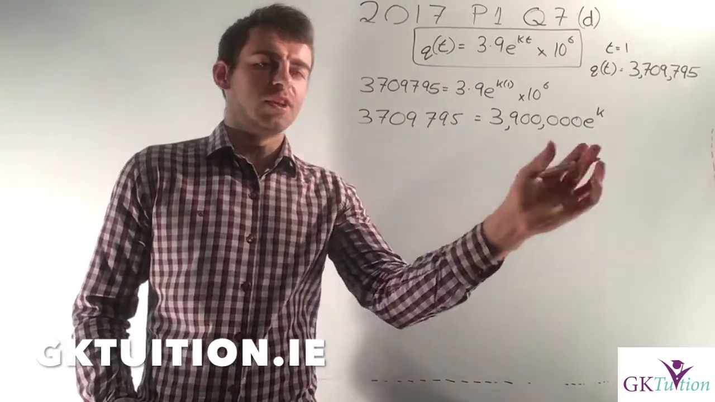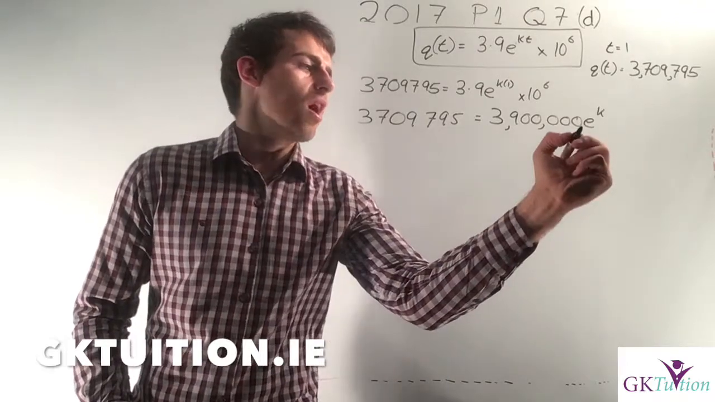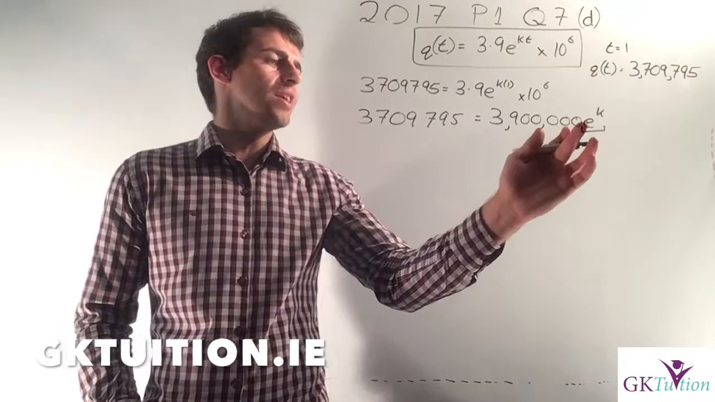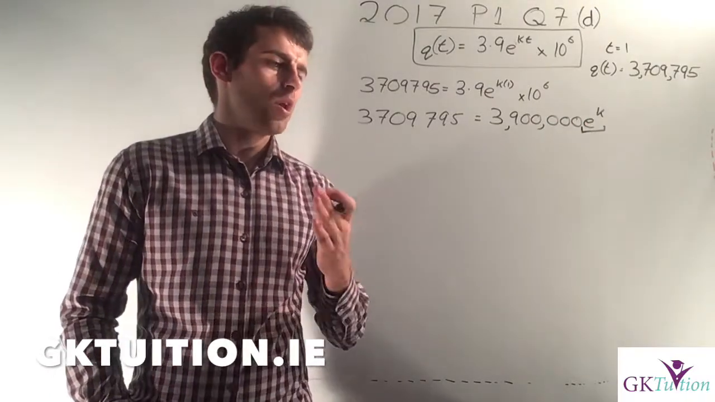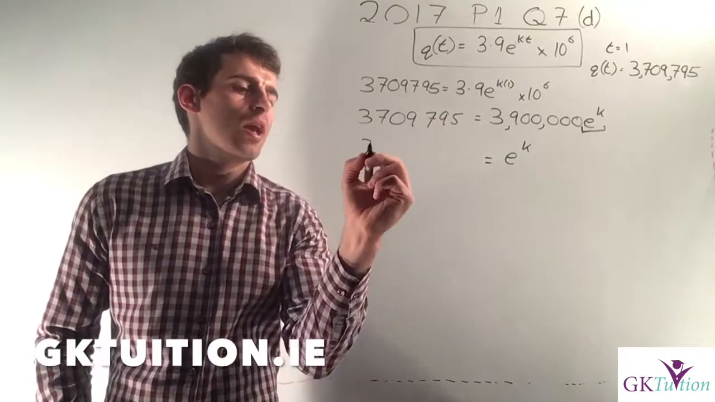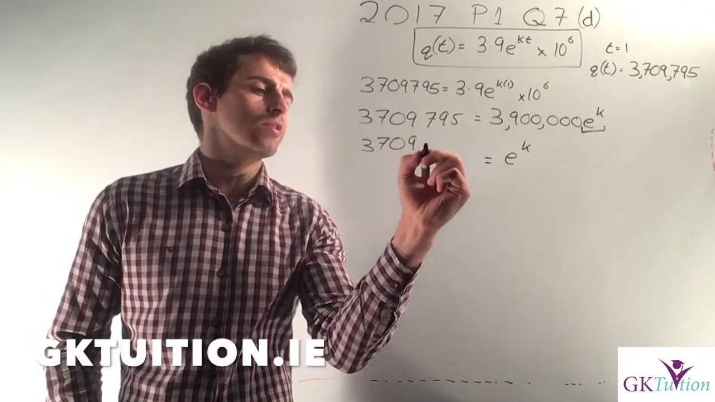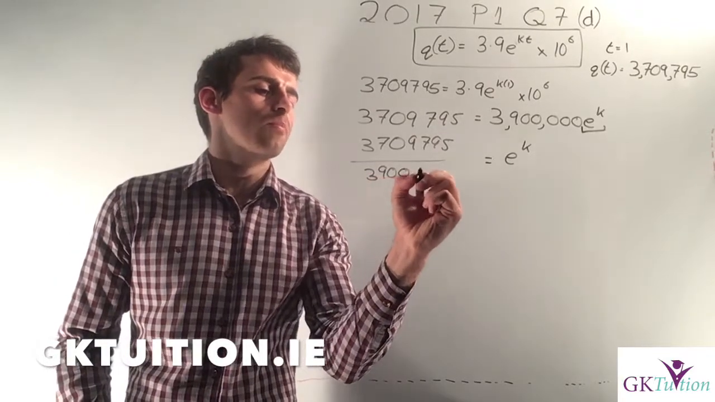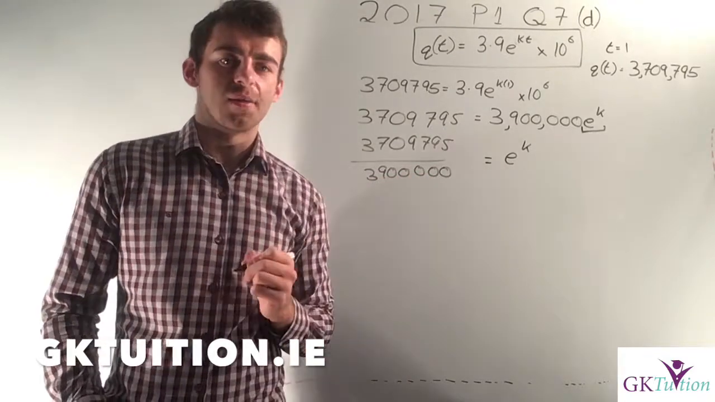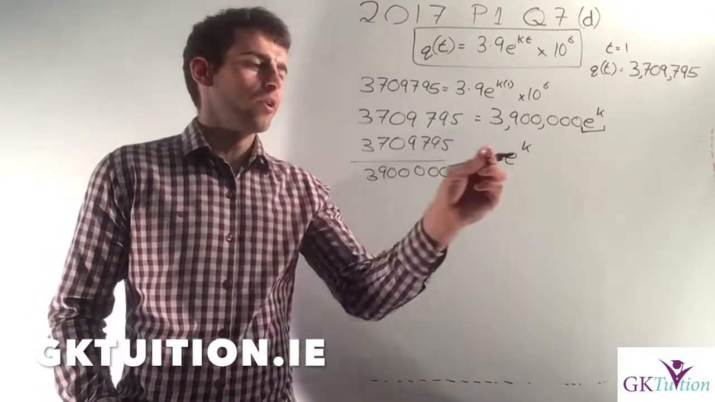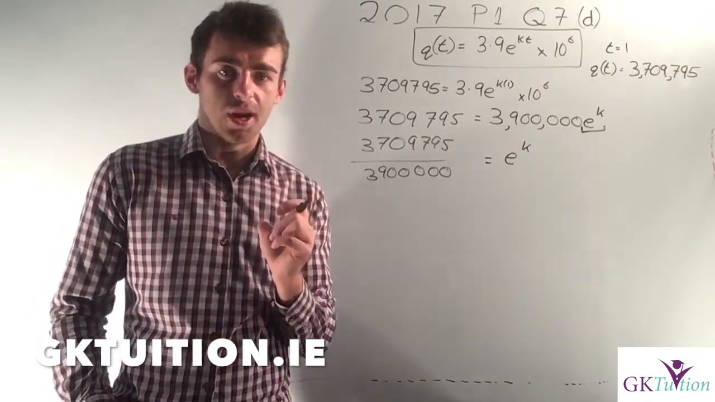Once you've identified that you want to introduce logs, you want to isolate the term that has your unknown in the power. So I want to isolate e to the power of k, which means I'm going to divide both sides by 3.9 million. And my left-hand side will just be 3709795 over 3.9 million. But my right-hand side is just e to the power of k.